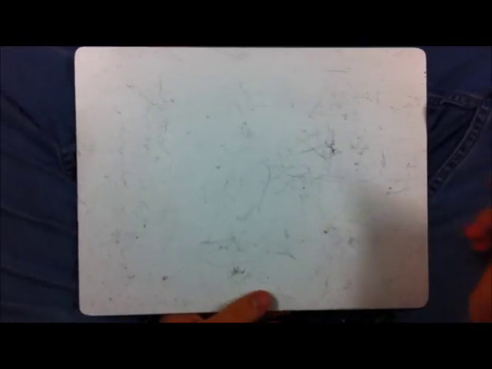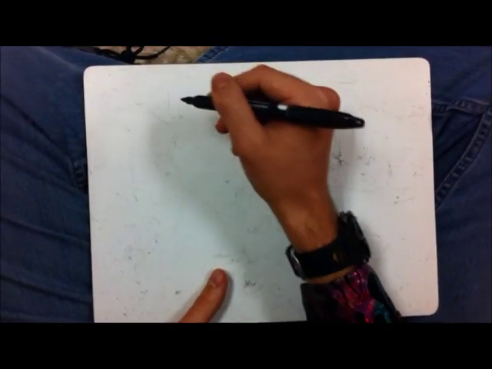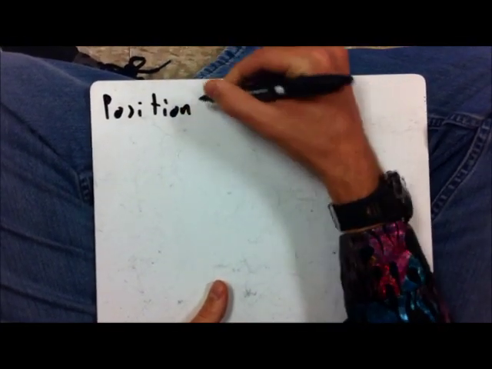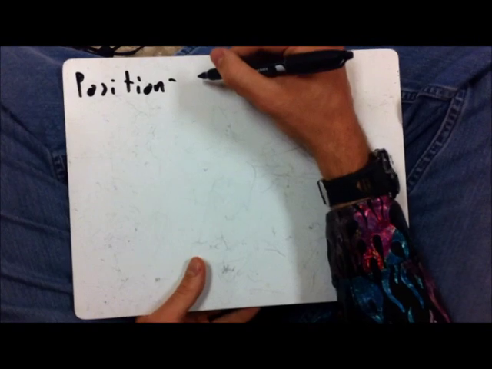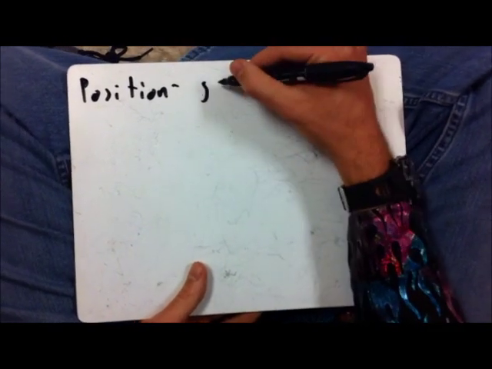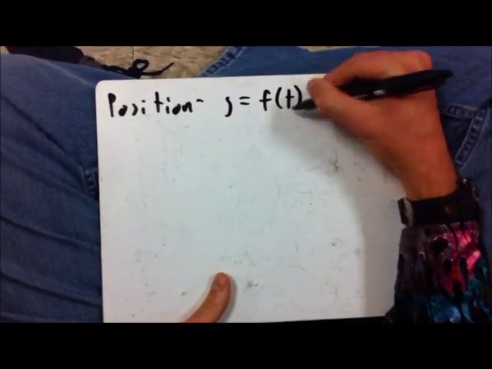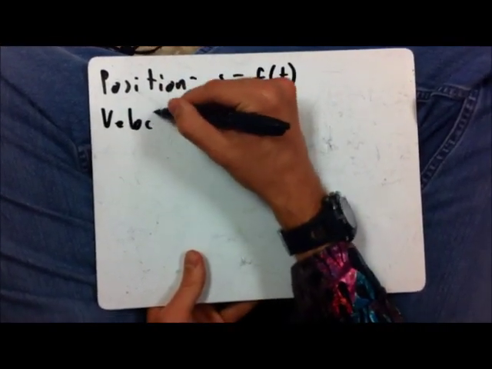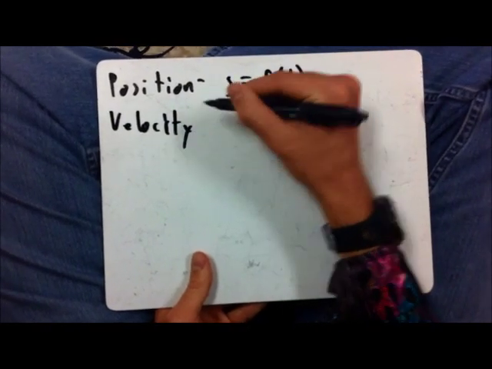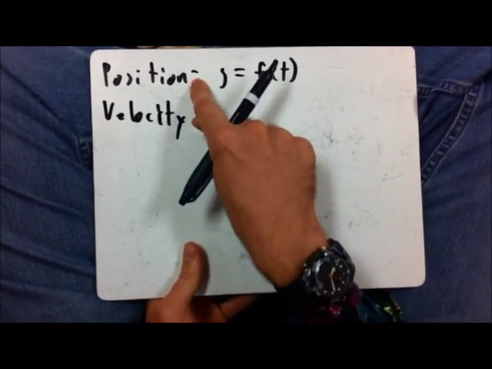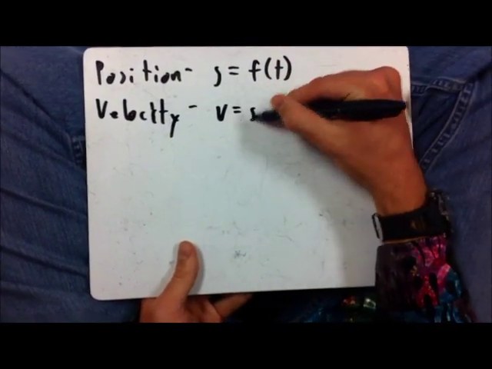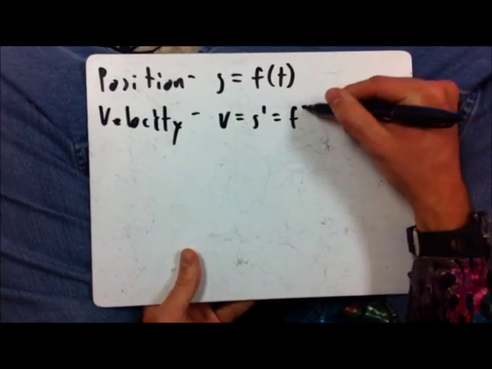Alright, so one of the nice things about math is that you can actually apply it to things like physics. And in physics, you have the position of a particle, or an object, or whatever you're talking about, and that's generally said as s equals a function of time. You also have velocity, and the velocity is the instantaneous change of the particle's position. And this is that v equals s prime equals f prime of t.